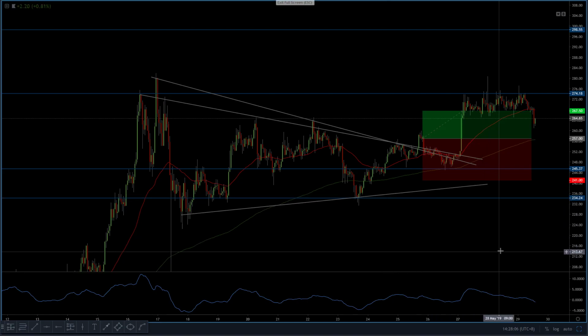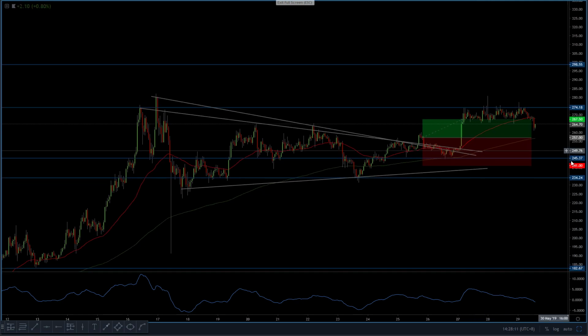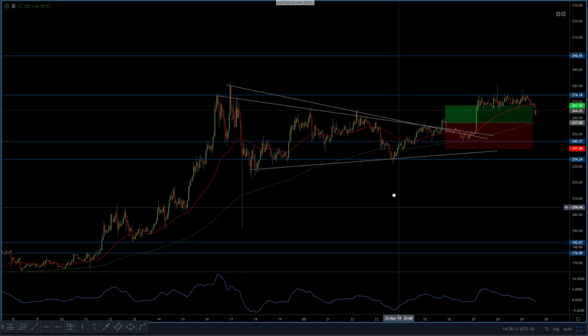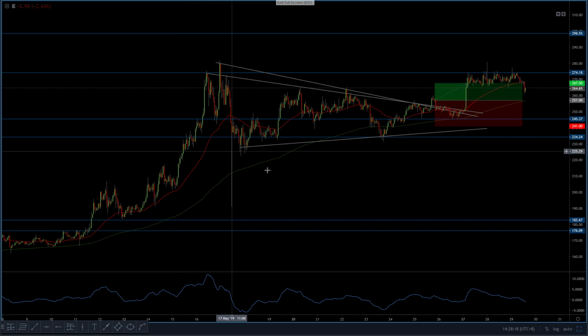Hi guys, let's do a trade summary of our recent Ethereum USD trade. I've got the 1 hour chart up here, so let's dive into it. Had a nice strong bullish run from about $180 all the way up to 170.